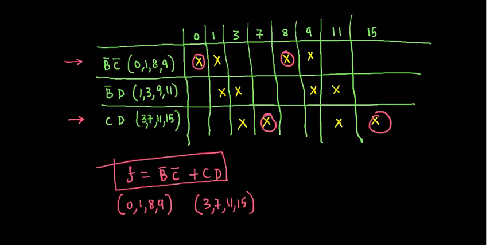Now the selected terms are grouped, and then you put a check mark across those squares where those min terms are covered by that particular group. Once you do that, the next step is to check the columns. You trace the columns in which only a single cross is there. Those terms are called essential prime implicants.